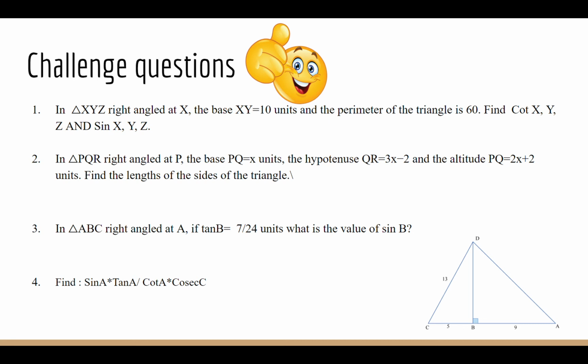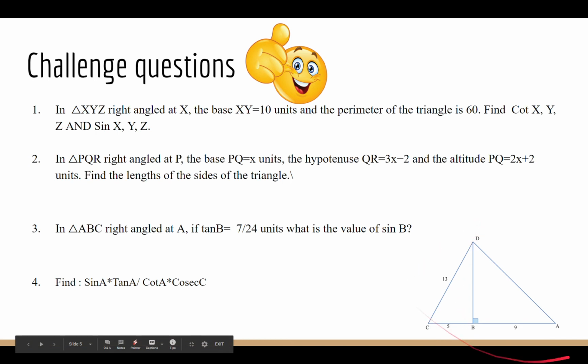Question number 4. Find sin A multiplied by tan A by cot A multiplied by cosec C. This is a diagram based question. The diagram for question number 4 is this. You have to find all these sides, and these are the four angles. So you have to find sin A, tan A, cot A, and cosec C.